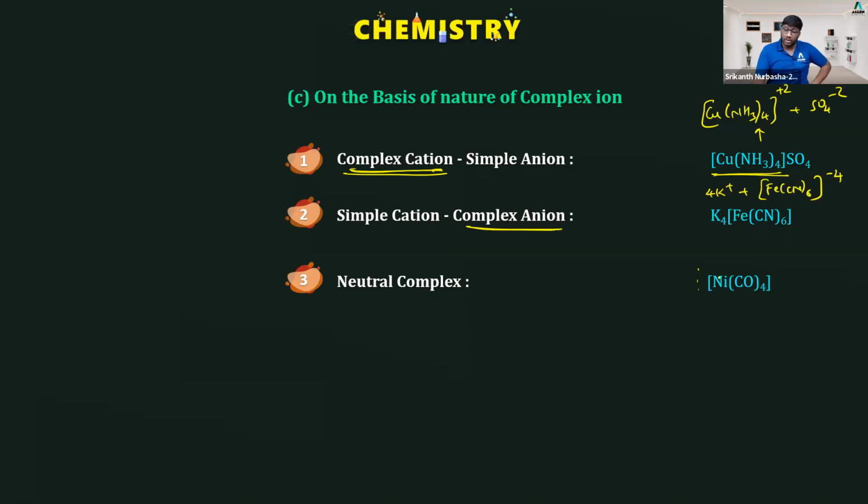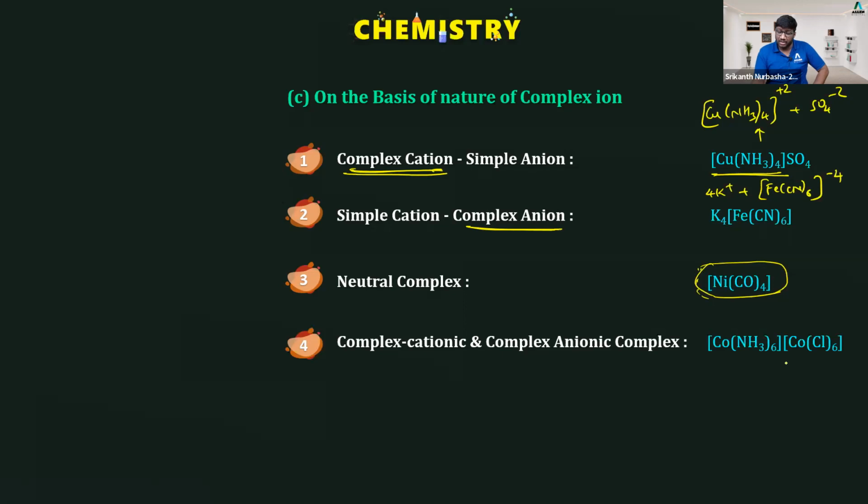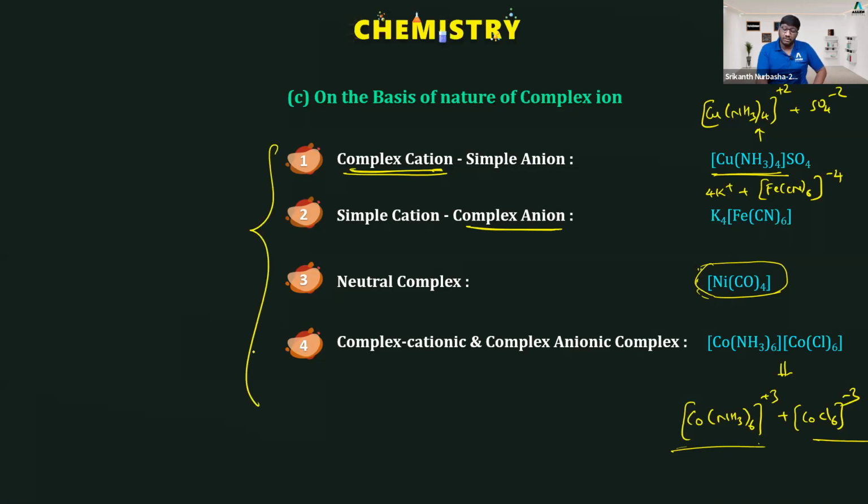I have told you in the d block also, with the carbonyl, the d block elements will show zero oxidation states. And we can have complex cations and complex anions like this: [Co(NH3)6] 3 plus and [CoCl6] 3 minus. So we can have complex cation and complex anion, complex anion and simple cation, complex cation and simple anion, and neutral complex. So on the basis of nature of complex ion also, we can categorize the type of complexes, on the basis of ligands, on the basis of stability, on the basis of nature of complex ions. You can just write down the examples: complex cation, simple anion, simple cation, complex anion, neutral complex, complex cation and complex anion.